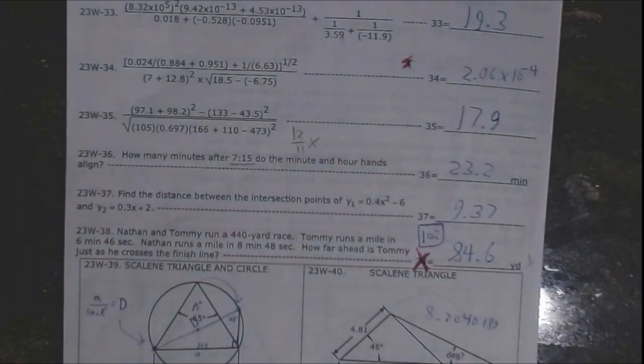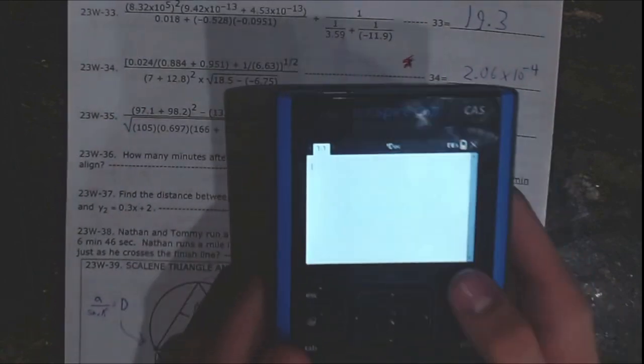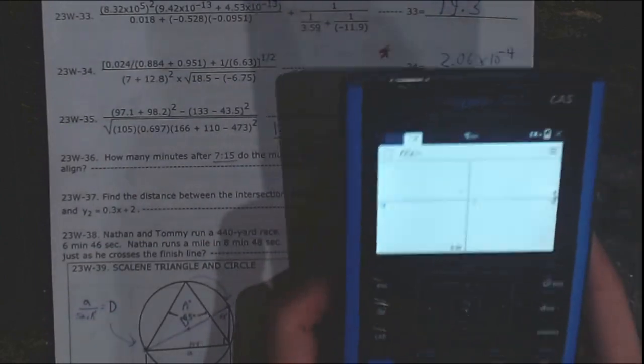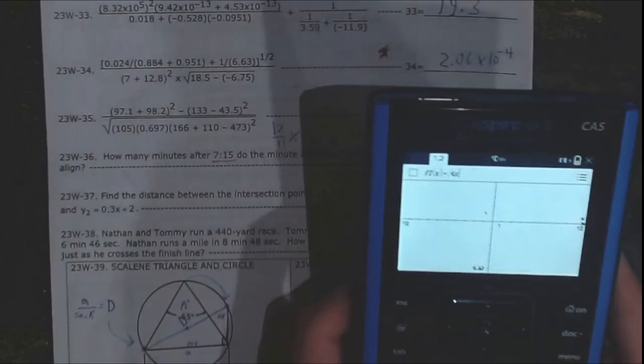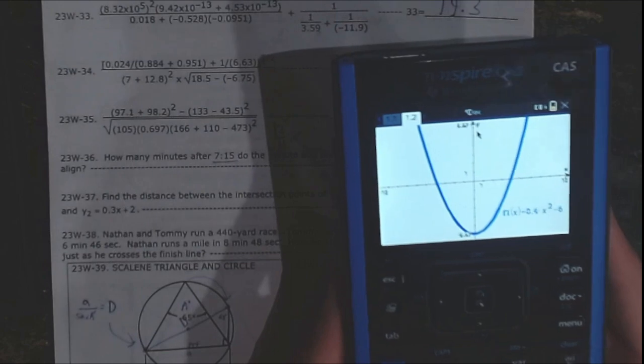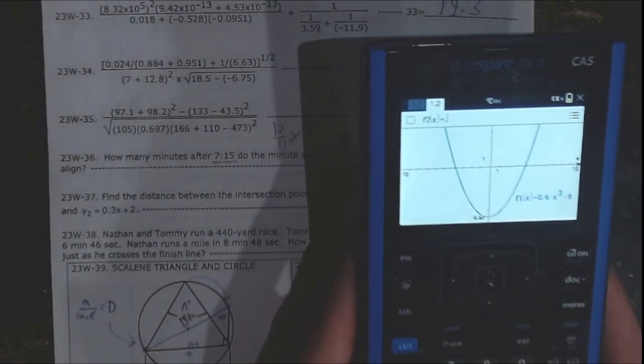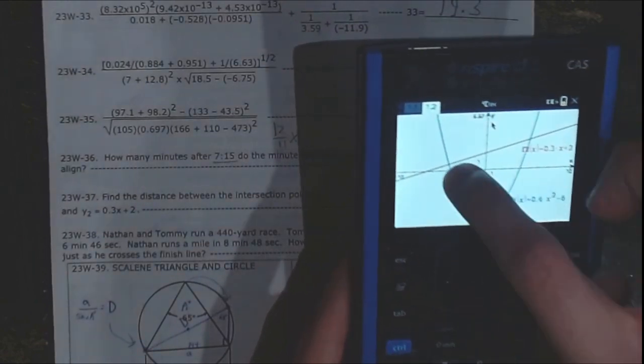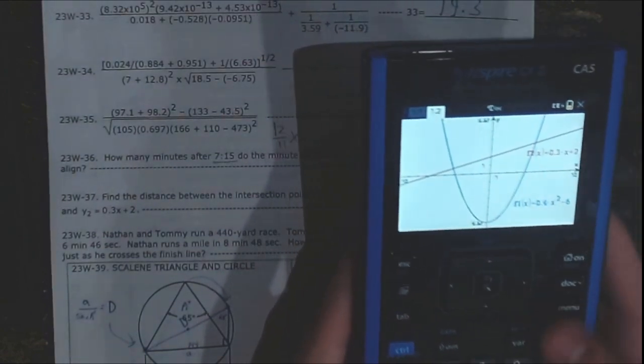Number 37. Find the distance between the intersection points of y1 equals 0.4x squared minus 6 and y2 equals 0.3x plus 2. So this is a really easy question. You could just graph this on your Nspire. So I'll type the first equation, which is 0.4x squared minus 6. Now I'll type the second equation, 0.3x plus 2. And you can see already where the two intersection points are.